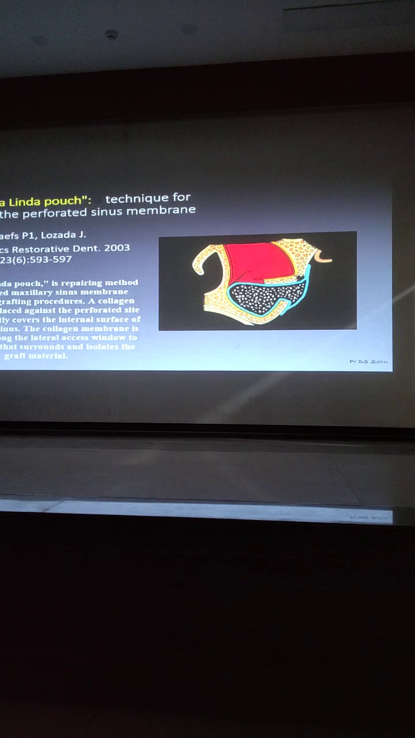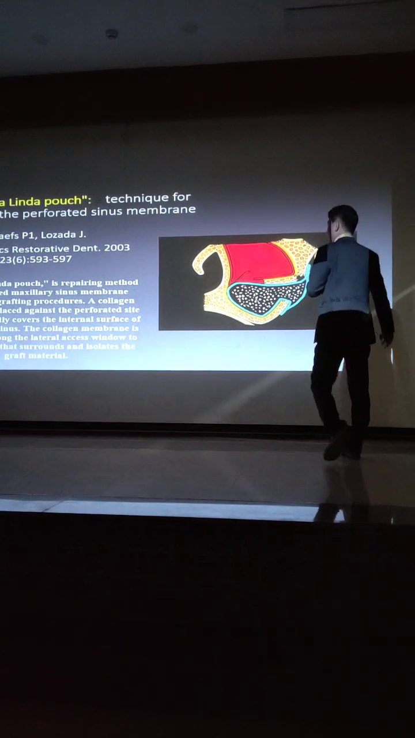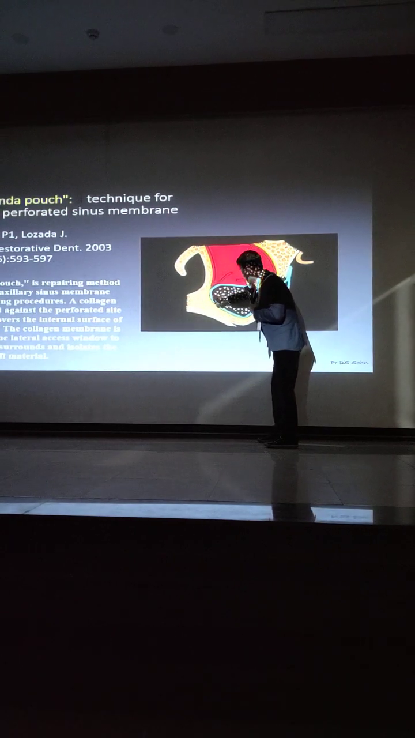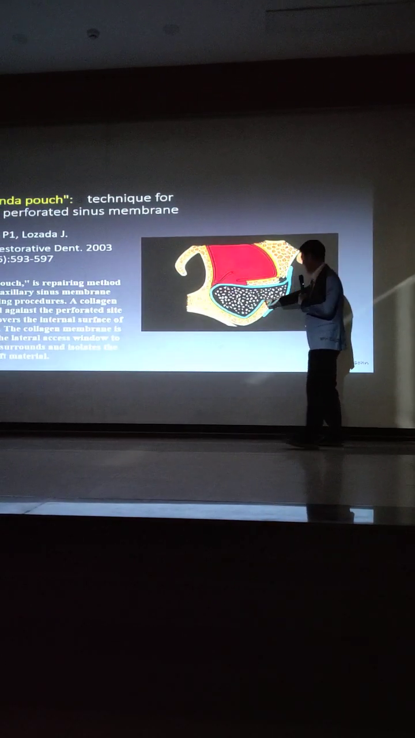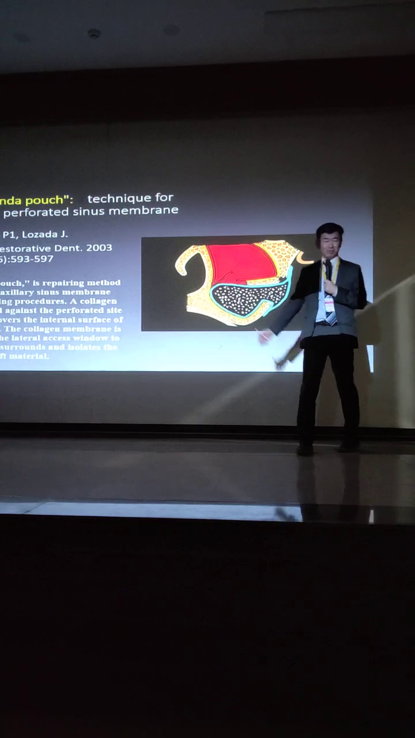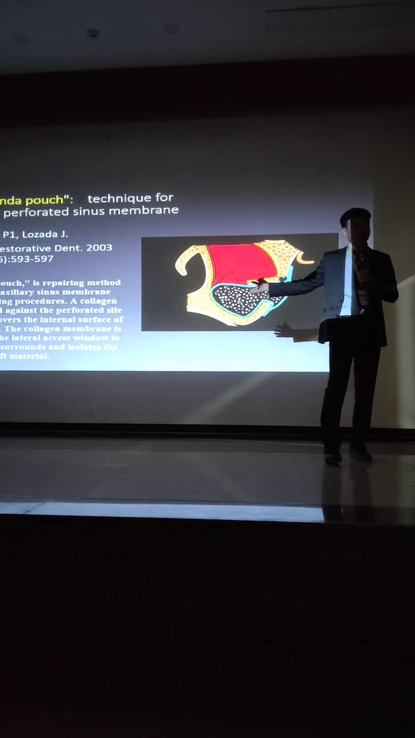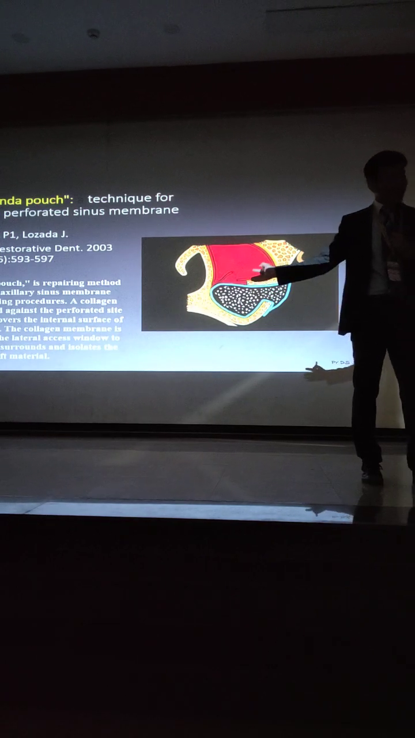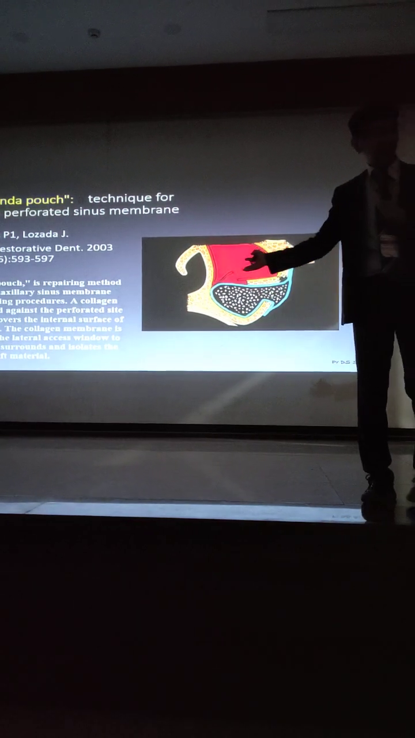Have you heard of the Romanian pouching technique? This is a technique to repair mucosa perforation. When the mucosa perforation happens, the collagen membrane is placed to cover the exposed bony wall. And this is very difficult. When I was young, I tried this technique. It's not easy, and it takes time. You don't need to do that.